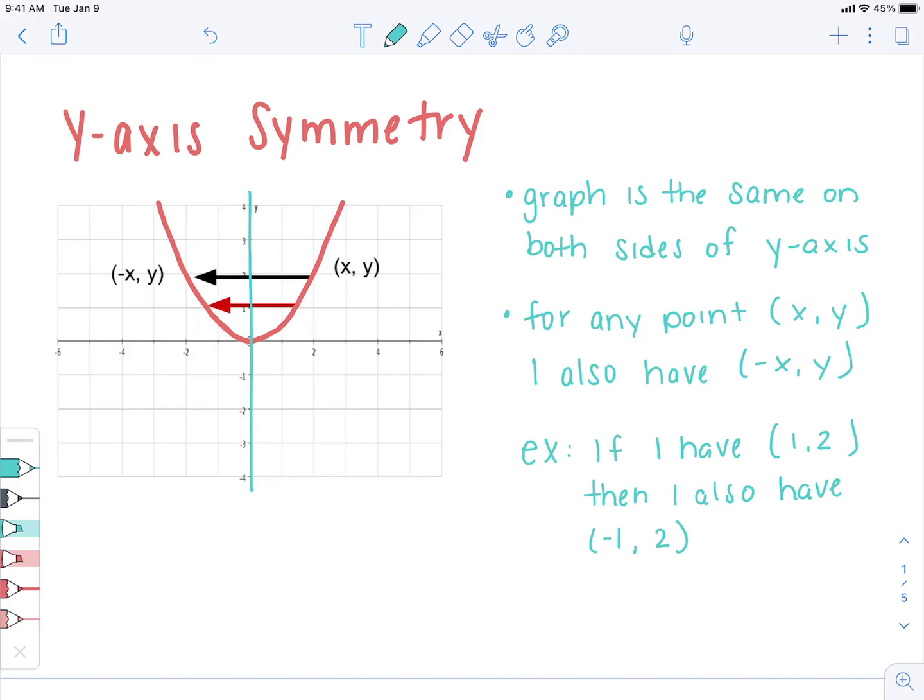So if I'm looking at the graph, it's easy because I'm just looking to see if the y-axis splits it right in half. If I'm looking at an actual equation, I have to check to make sure that every time I have a point (x, y), I also have (-x, y). And I'm going to show you how to do that after we look at the different shapes of graphs.